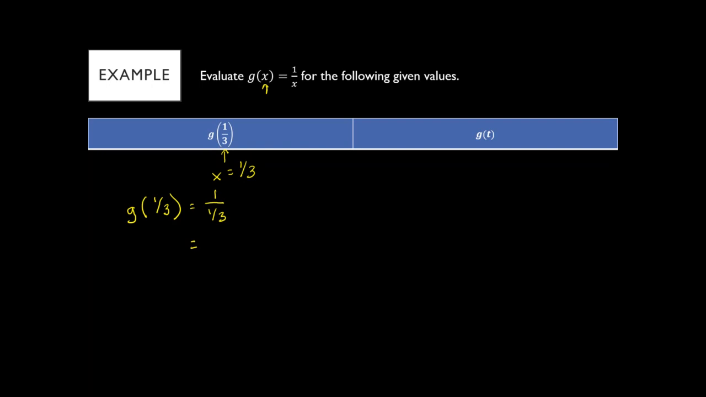Got an answer of 3. That is correct. If we have 1 over 1/3, you're taking the reciprocal of 1/3, which is 3. So our answer is going to be 3. When we write our answer here, we're evaluating. We write g of 1/3 equals 3. So we have just evaluated g of x for 1/3, and we got an output of 3.